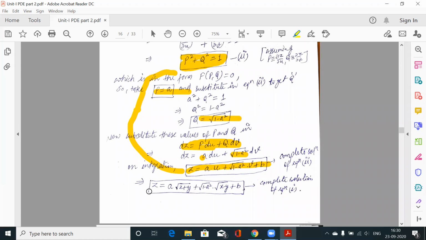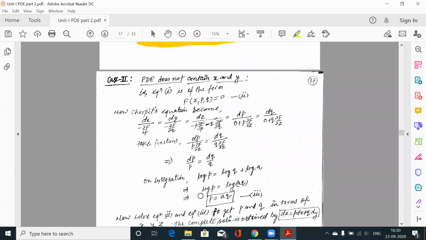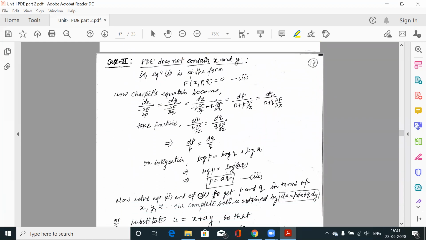But the original solution must be in terms of x and y, because these were our original variables. So back substitute the values of u. What was u? U square is equal to x plus y. So u is square root of x plus y. Same, v square was equal to x minus y. So v is square root of x minus y. So this is case 1, where the partial differential equation is free from x, y, z.